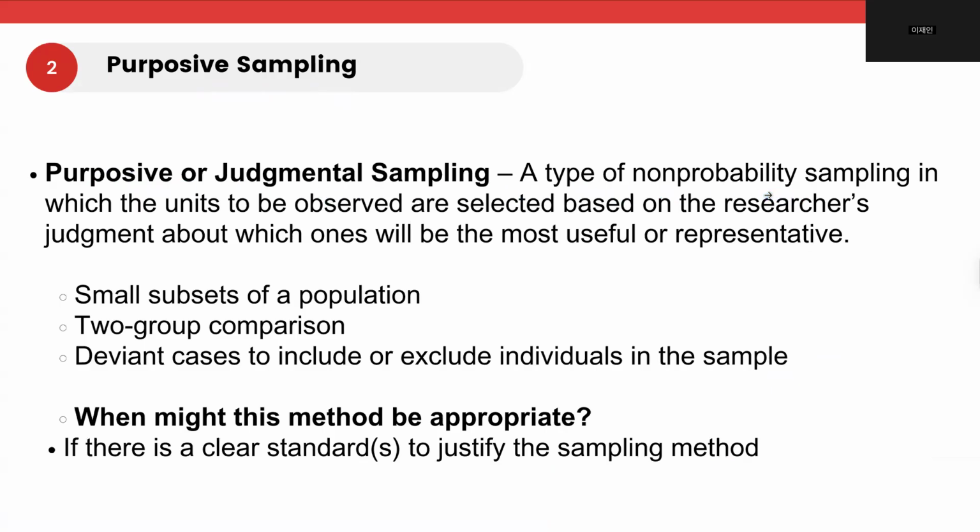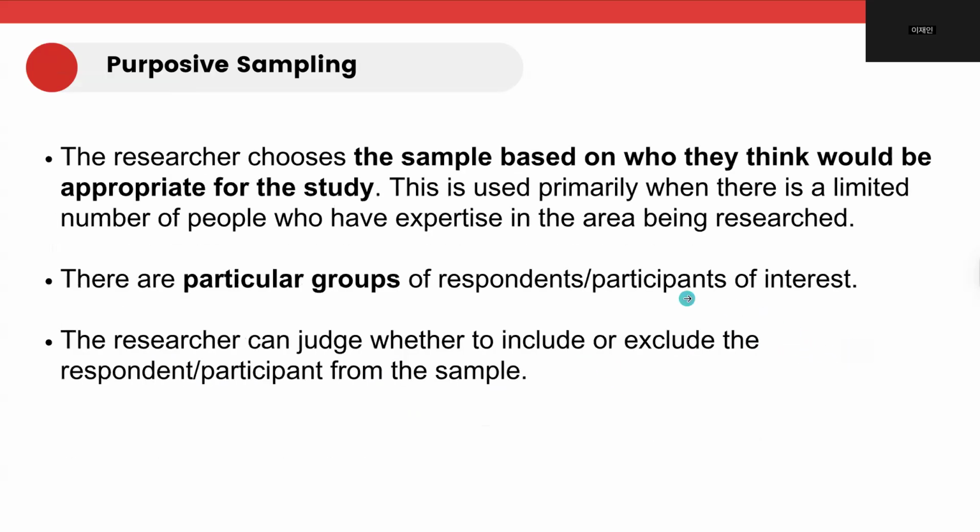This is still not a random choice or based on the probabilities in the selection of the choices. But you have a small subset of the sample or the population based on your purpose and special interest. So if we have a two-group comparison and different cases, the excluded individuals in the sample. So this is the way of the method. The researcher chooses the sample based on why they think it would be appropriate for the study.